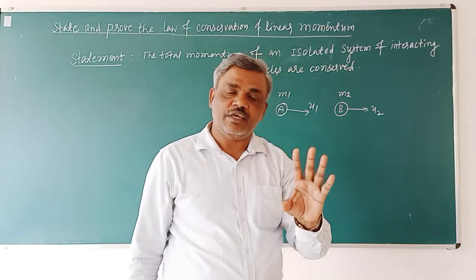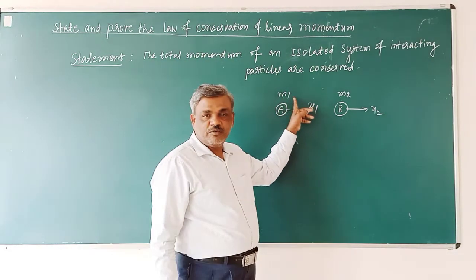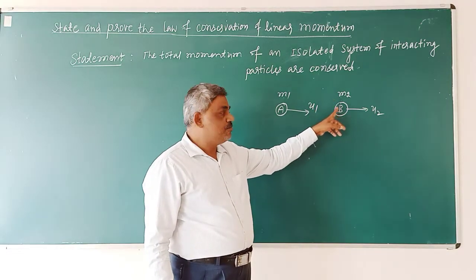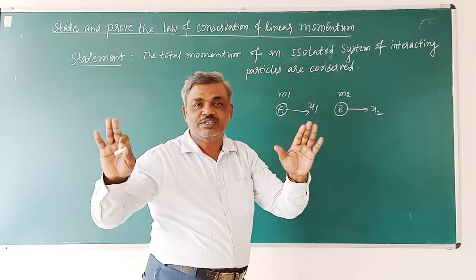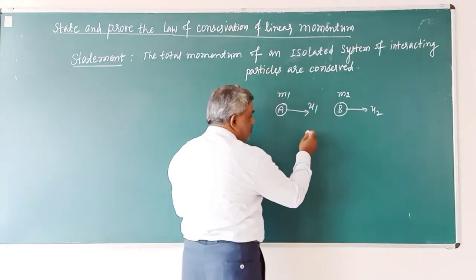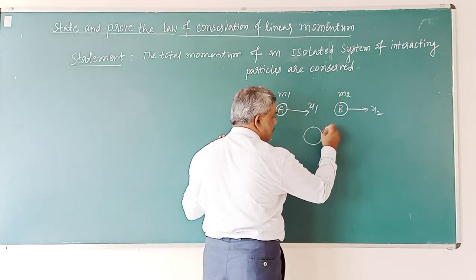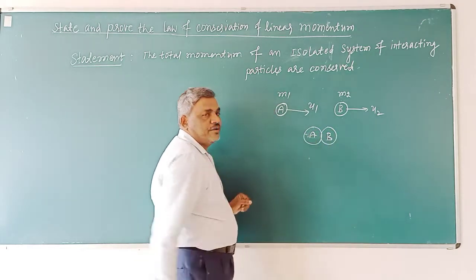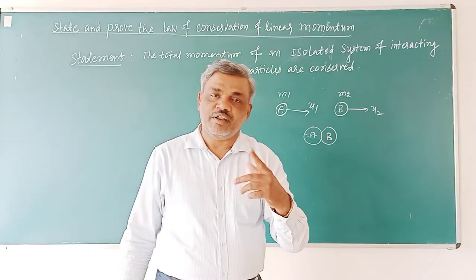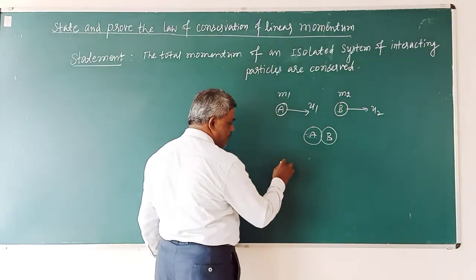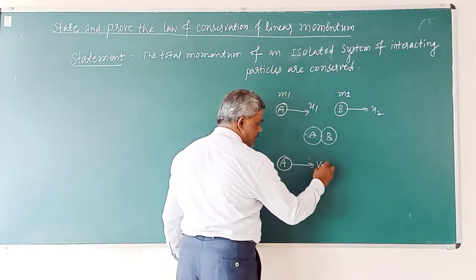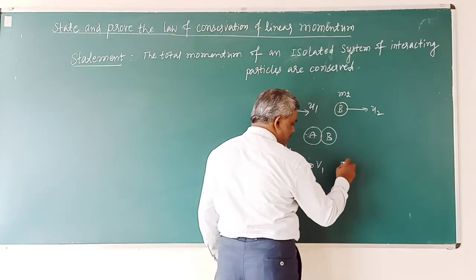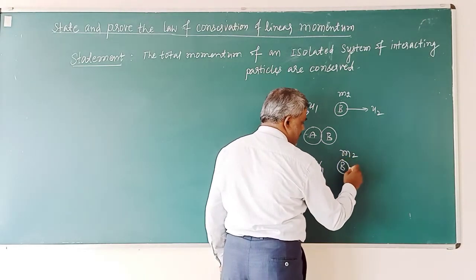So two bodies A and B are there. The first body has mass m1 and initial velocity u1. The other body B has mass m2 and initial velocity u2 before collision. After the two bodies collide or impact, there is a change in kinetic energy. Body A has final velocity v1 and mass m1, and after collision body B, mass m2, has final velocity v2.